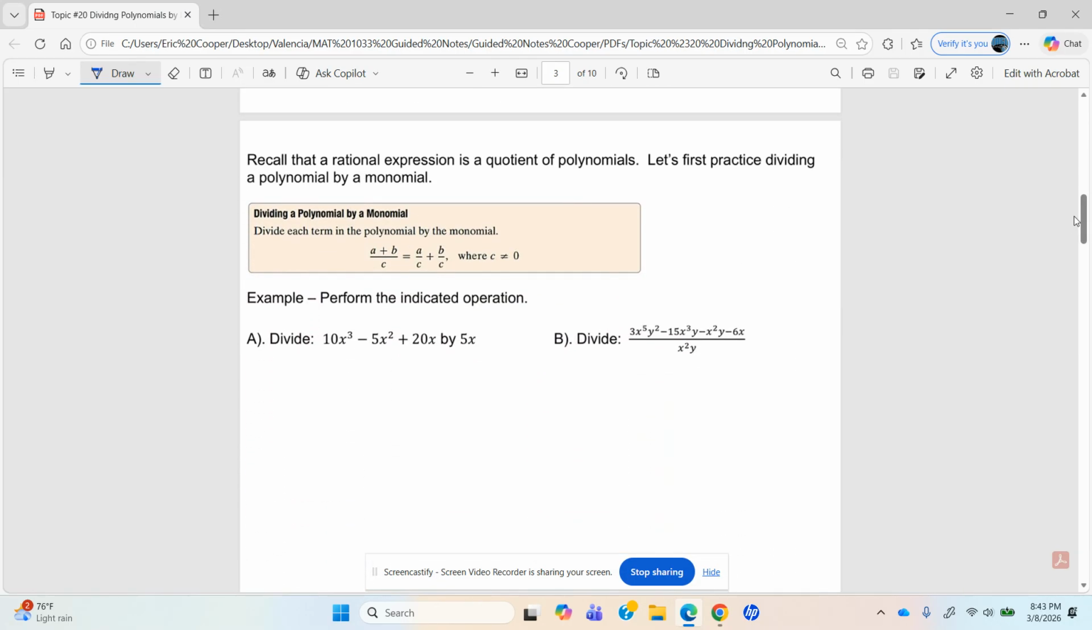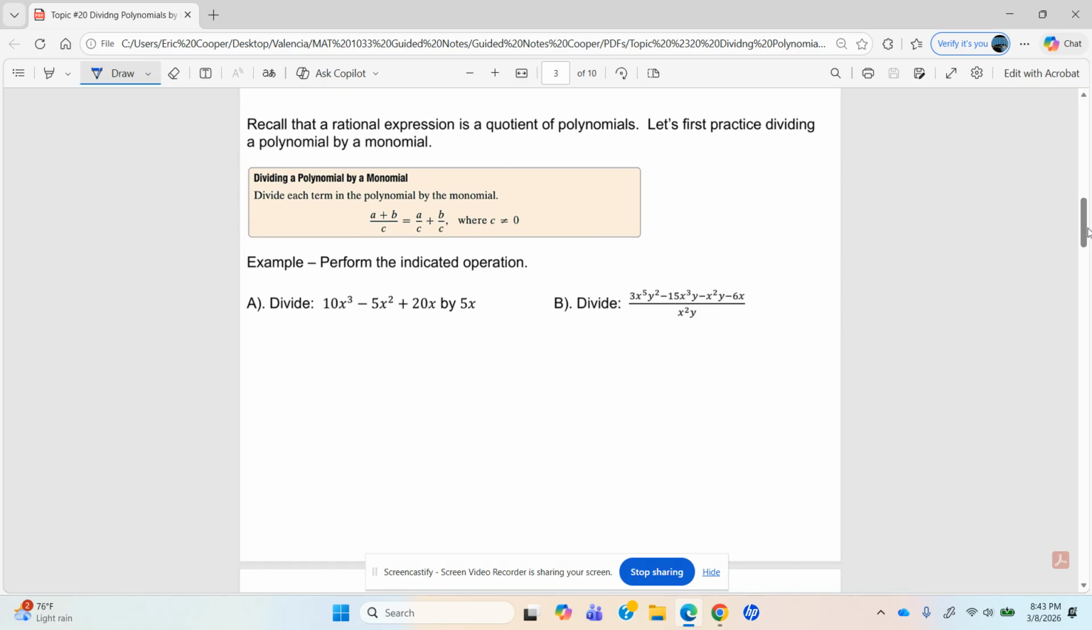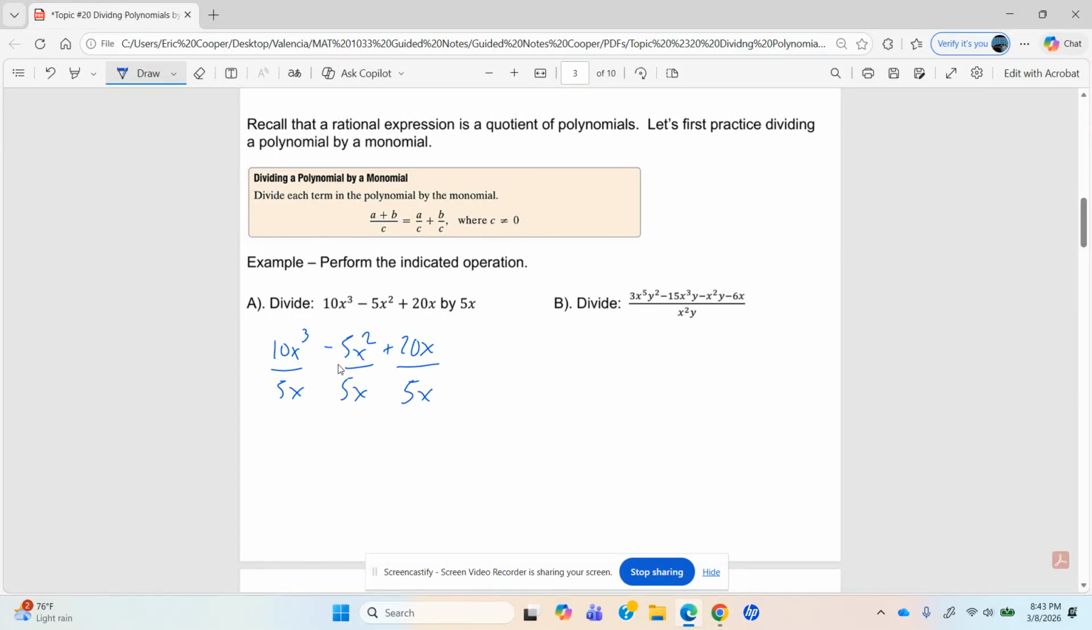So we've seen how we've divided before with polynomials. Remember, when we divide a polynomial by a monomial, we simply go through and divide the numbers and subtract the exponents. So for example, when I have 10x cubed minus 5x squared plus 20x and I divide it by 5x, we would simply take each one of the terms and we would divide it by 5x. We would divide the numbers and we would subtract the exponents.